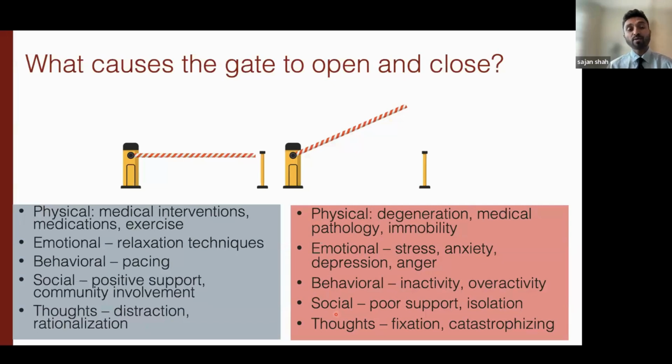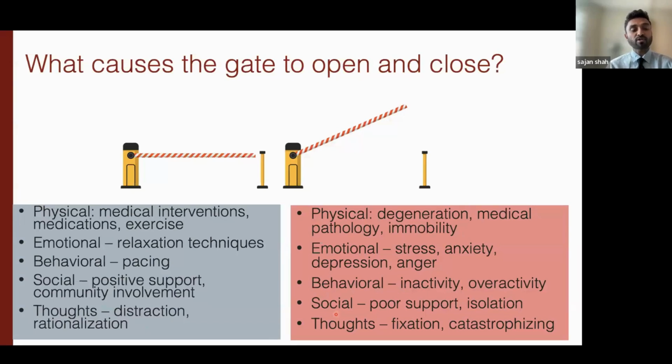This would be people who have poor support at home, where they just don't have the family support or the friend support. When you feel isolated, these things can cause your pain to feel amplified. And that again goes back to the gate being open. Thoughts such as fixating on a certain pain or catastrophizing can all cause these gates to open. Now, what can cause the gate to close?